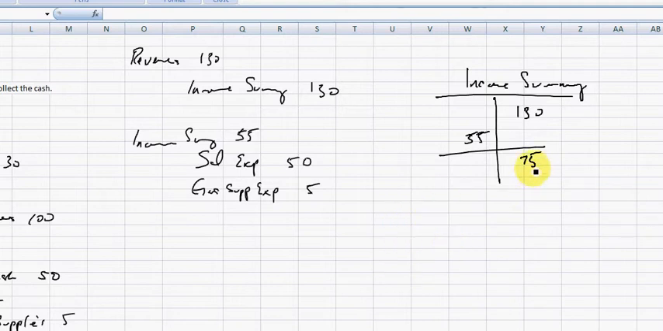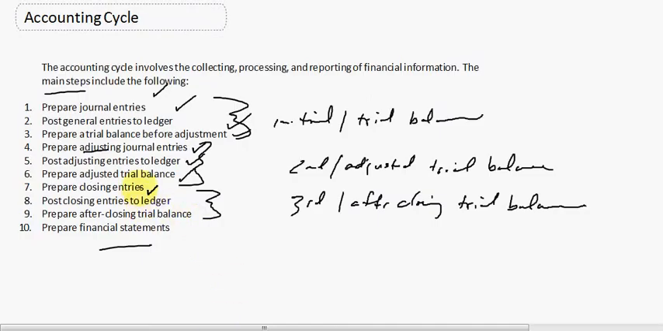So in order to get rid of income summary, zero it out, we need to debit income summary 75 and credit owner's equity, aka capital, 75. That's our journal entries. Let's go ahead and post the closing entries to the ledger.